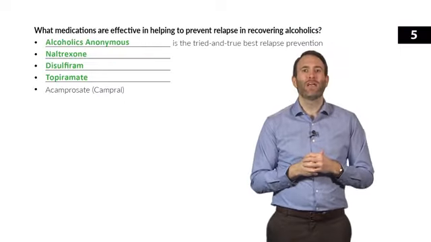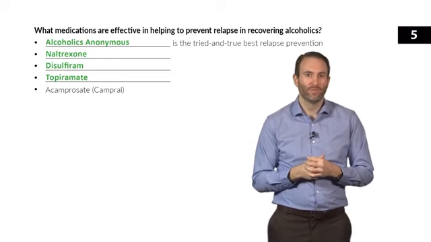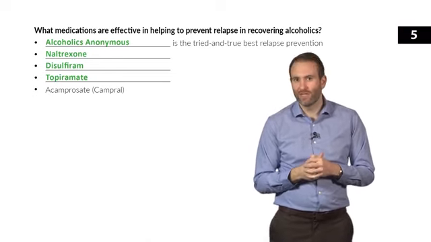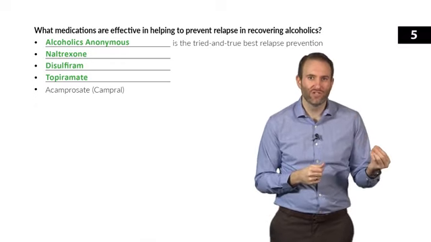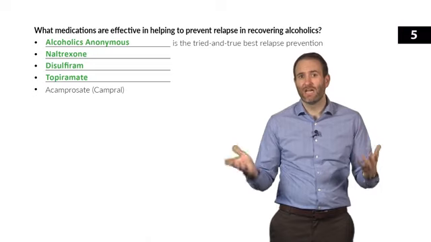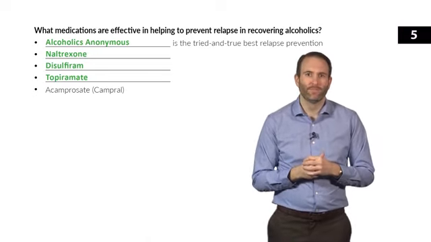Another medicine is topiramate. That's had some success as well. It's going to affect glutamate receptors. And then the fourth one is called acamprosate. Acamprosate works by modulation of the glutamate neurotransmission as well. So all of these have actually been studied, somewhat effective in helping the relapse of alcoholism.